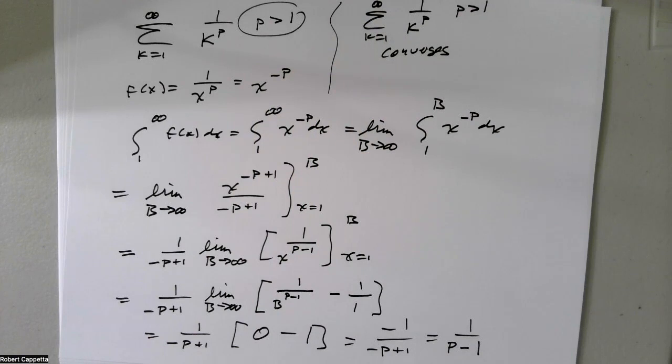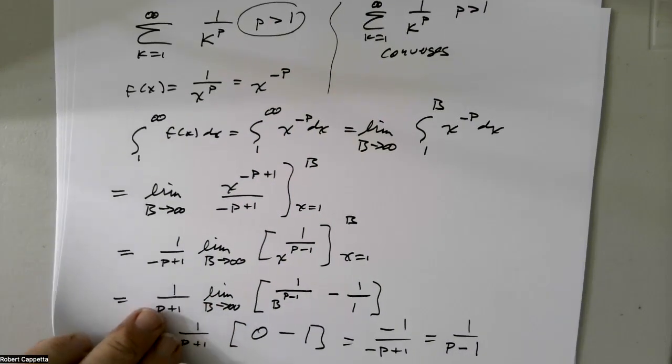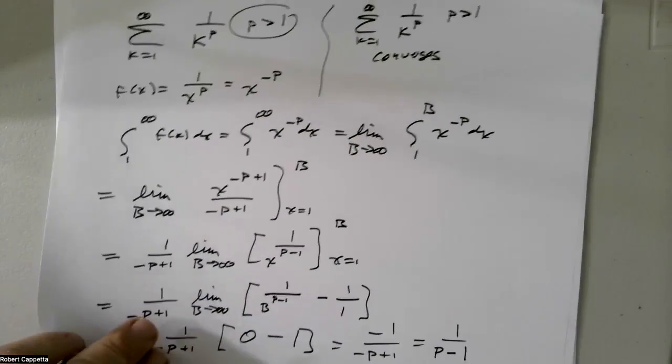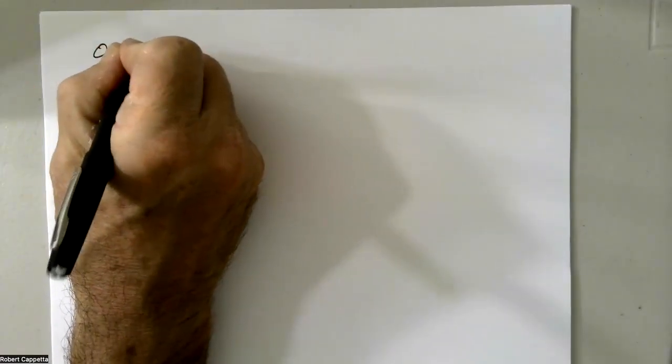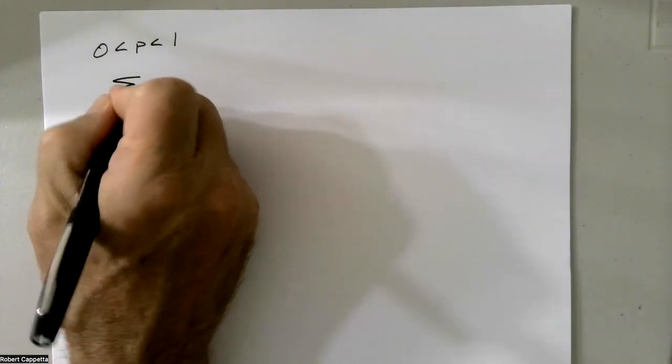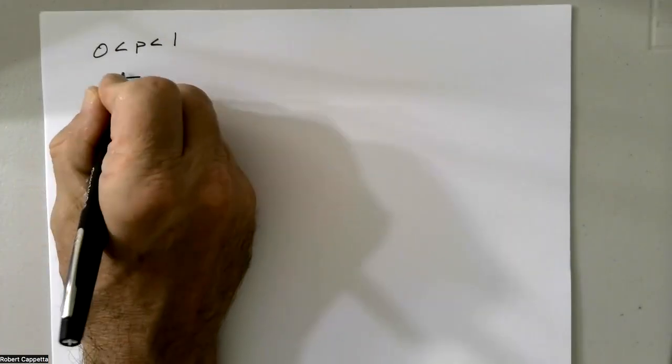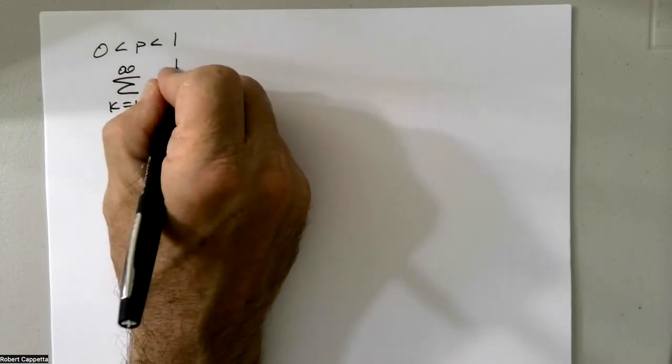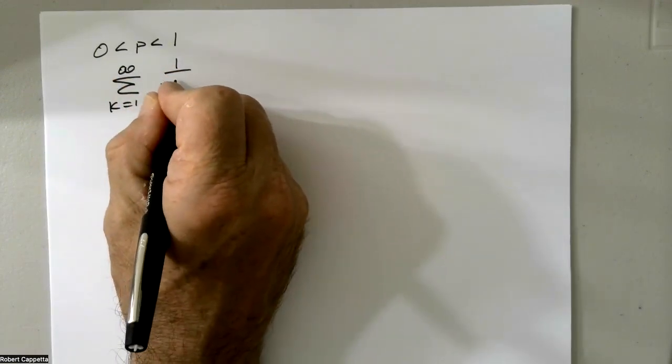And there's one other case that we have to talk about, and that's if p is between 0 and 1. So what's my third case? My third case to look at is 0 is less than p is less than 1, and we're looking at the sum as k goes from 1 to infinity of 1 over k to the p. So you think about p like being 1/2 or 1/3, 2/5, something like that.